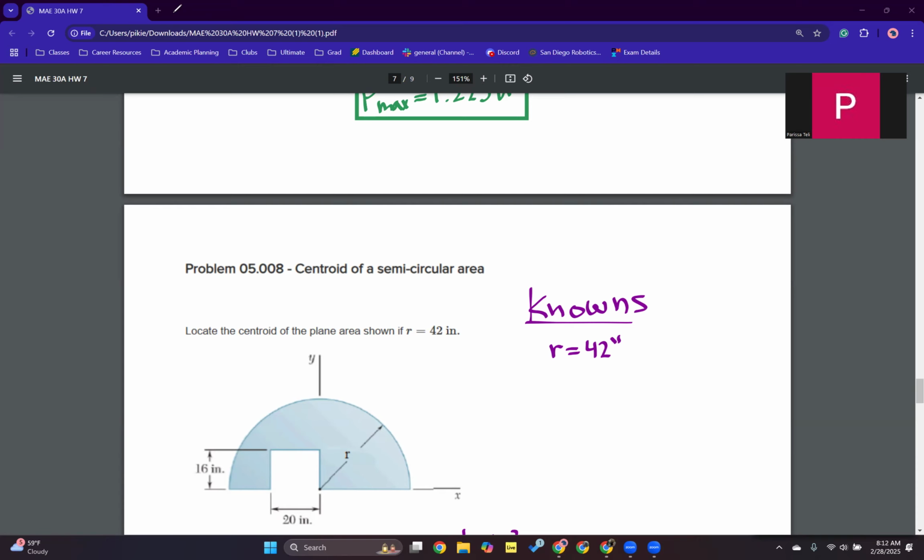Once again, the first thing I would do is write down any information the problem gives me. In this case, it's just that r equals 42 inches, and we should also note the two lengths that are given, 16 and 20. After we have all of that information, we can start finding the centroid.